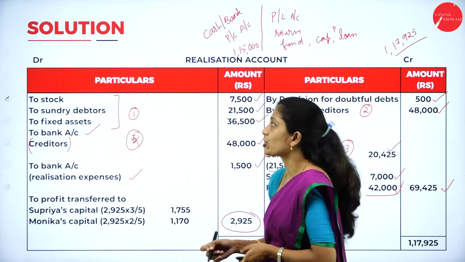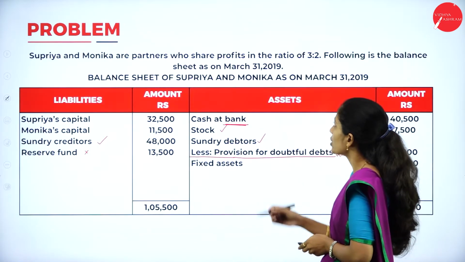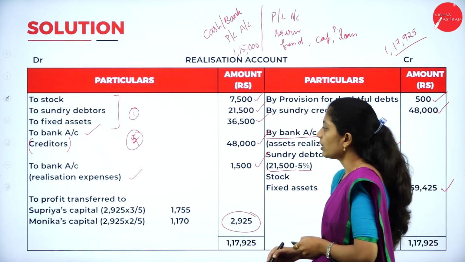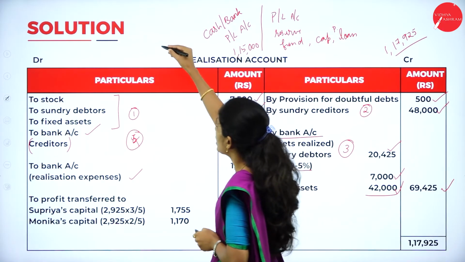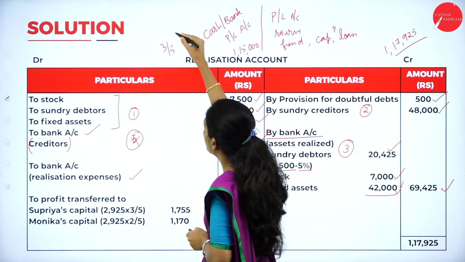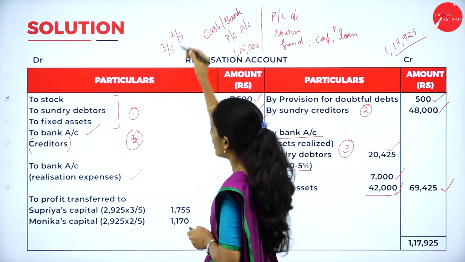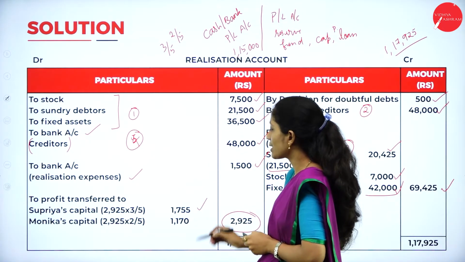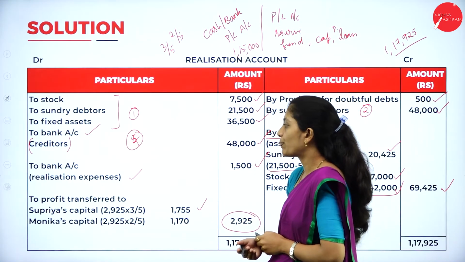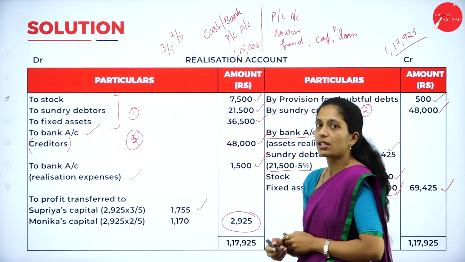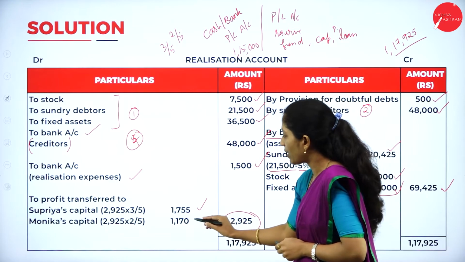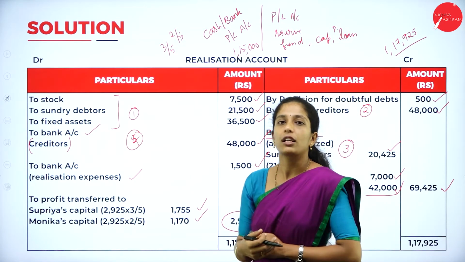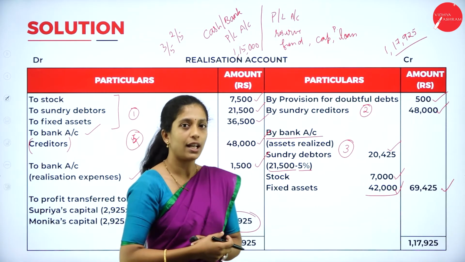So what is their profit sharing ratio? If you see the question, their profit sharing ratio is 3:2. So transfer in that ratio, that is 3/5 and 2/5. So 2,925 into 3/5, you will get 1,755, that is for Supriya, and for Monica 2,925 into 2 divided by 5, you will get 1,170. So this is how you are going to prepare your realization account.